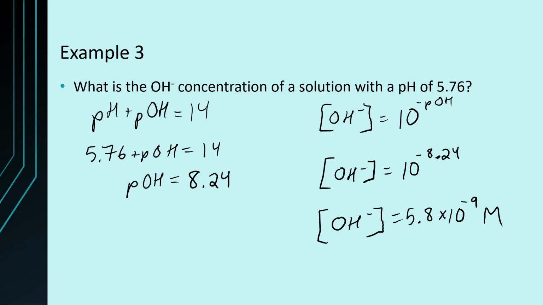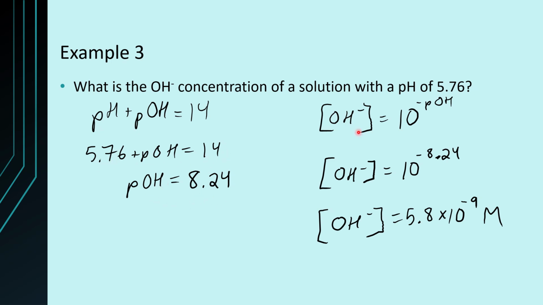Now for this third example, it says, what is the OH negative concentration, remember brackets for concentration, of a solution with a pH of 5.76? So in this case, I have the pH already. I know that pH plus pOH is 14. So I can plug in the pH they gave us in the question and then subtract to get the pOH.